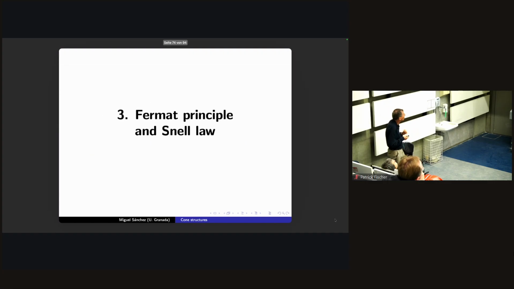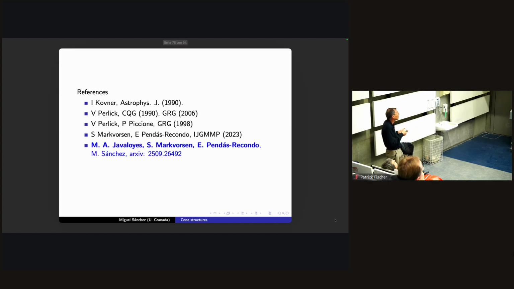Well, about Fermat principle and Snell law, Kovner and Perlick worked in the origins on this topic a lot. And so I am going to follow here a recent paper posted last week with Miguel Ángel Javaloyes from Murcia, Stefan Suhr from the Technical University of Copenhagen, and Enrique Pendás Recondo from Oviedo.